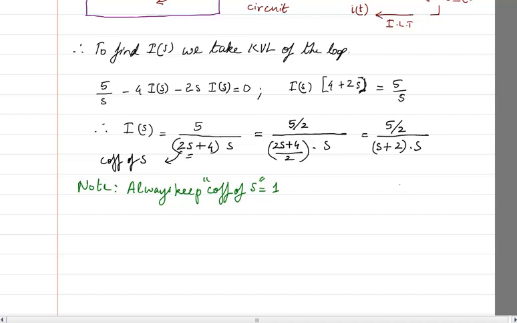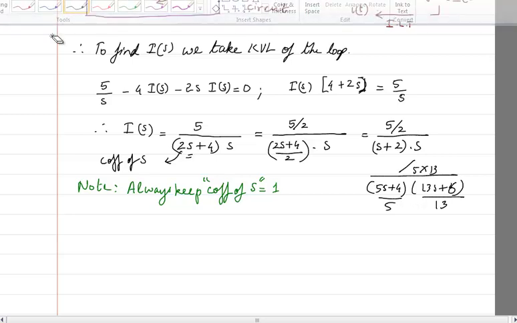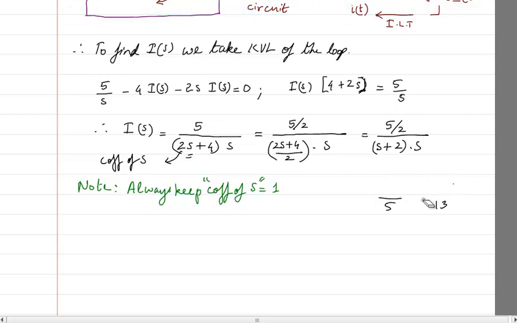See, there can be multiple equations like 5S plus 4 into 13S plus 6, something like this. Then you have to divide this by 5 and this by 13, so in the numerator you divide by 5 into 13, because in the denominator you have divided with 5 and 13. Like that, for any case, always see that the coefficient of S comes out equal to 1.